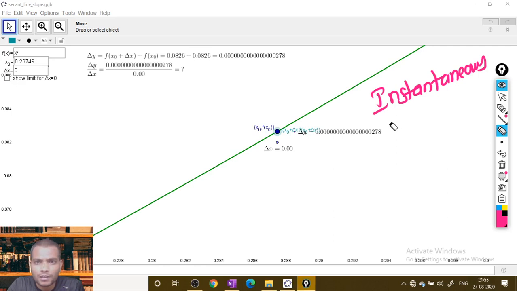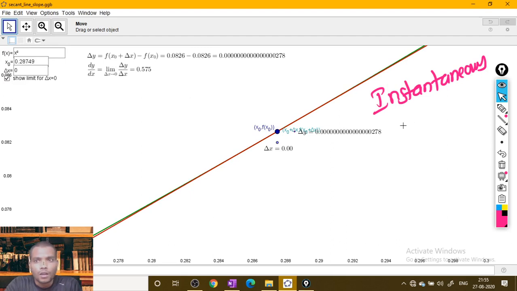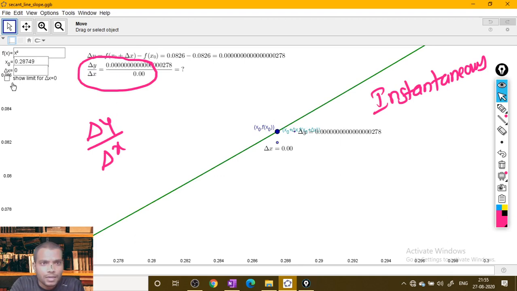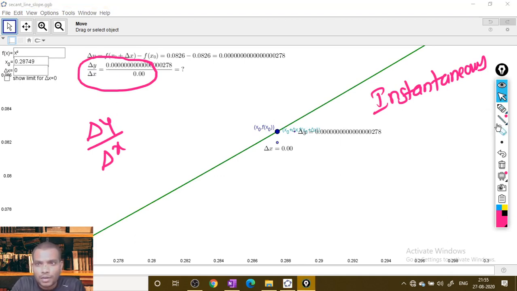In that, we use a concept known as limits. Here I have the option to show the limit as delta x tends to 0. Now I change my operation. Earlier we were calculating only delta y upon delta x. If I switch that off, you can see delta y upon delta x is asking something. What is this? It's a question mark. We cannot calculate that, so there is no result.